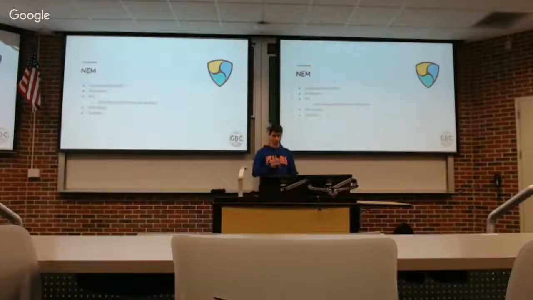This is created through what is called harvesting, which needs about 10,000 XEM, which is the NEM currency, to harvest a block. And NEM is also moving towards usability. They don't want to be theoretical. They want to be actually used in everyday use cases. And yeah, I think that's it.